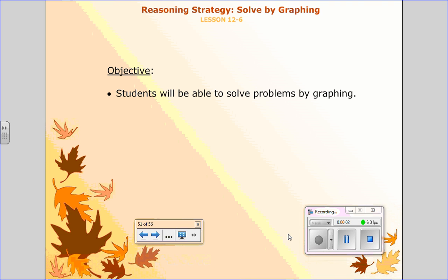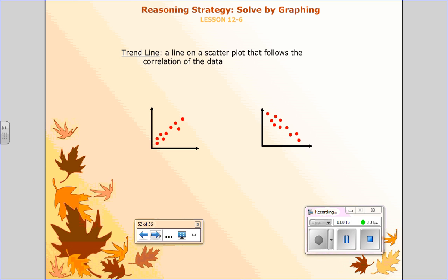Hello and welcome to the last lesson of Chapter 12. 12-6 is on the reasoning strategy of solving by graphing. In tonight's lesson, you're going to be able to solve problems by graphing. Alright, so we're going to go ahead and get started.